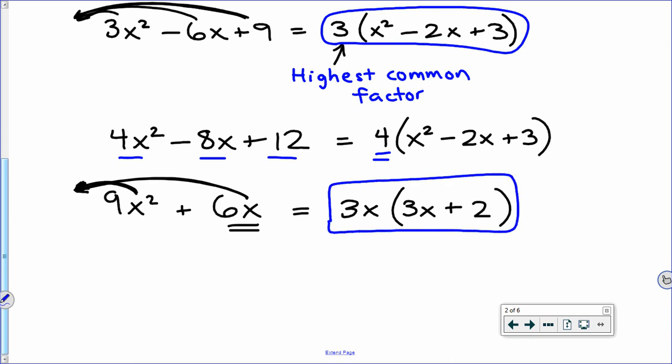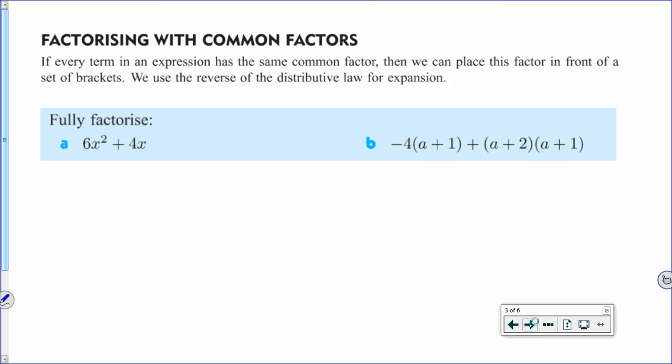And if you wanted to check, you could always distribute back in and write down as proof for yourself that indeed the left side does equal the right side. So you've pulled out the greatest common factor. Let's get to some of the examples in our book. So the note at the top just says exactly what we've been doing. It's the reverse of distribution.